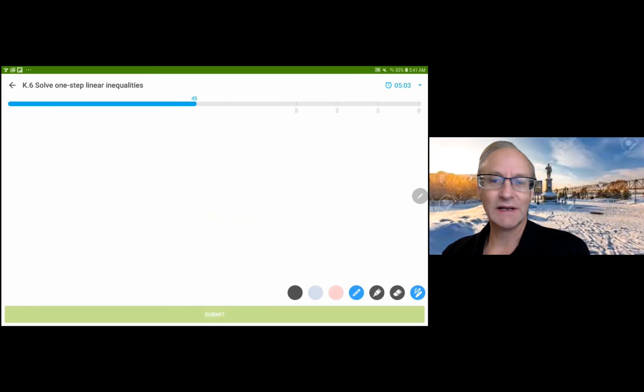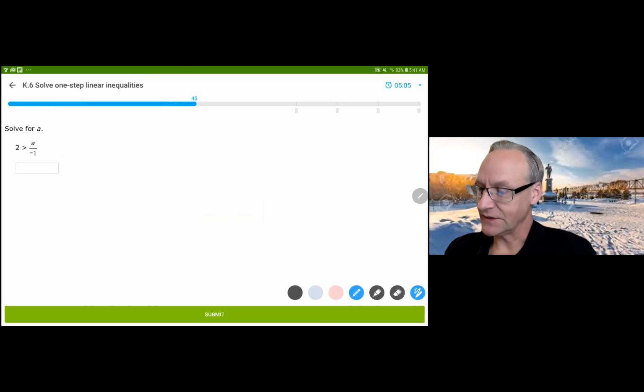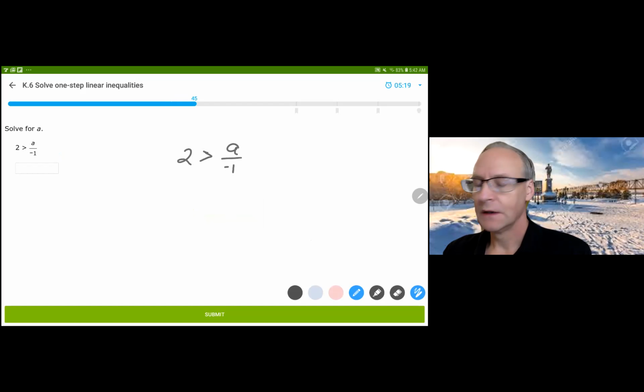Slowed myself down a bit. It's always good to make a mistake on occasion. Now, here is a problem. I have a divided by -1, and I want to make sure that I address there's quite a few problems with this. First of all, I need to multiply by -1 on both sides of my inequality. So I'm going to multiply by -1 on both sides.